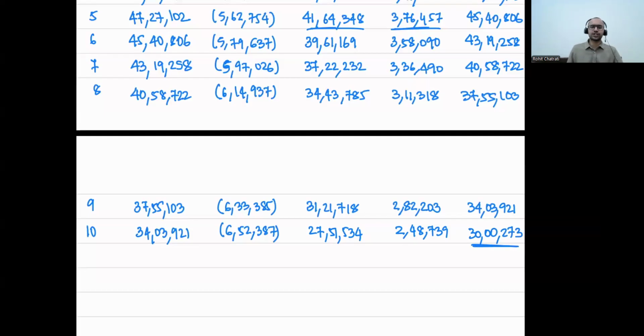Now you may have a question that the lease liability was actually supposed to go down to zero at the end of the lease term. But over here, it is actually going down to 30 lakh 273. The question is, why is it going down to 30 lakh 273? The reason is at the end of the 10th year, you're actually going to pay 30 lakhs for purchasing the asset, and 273 is the rounding error.